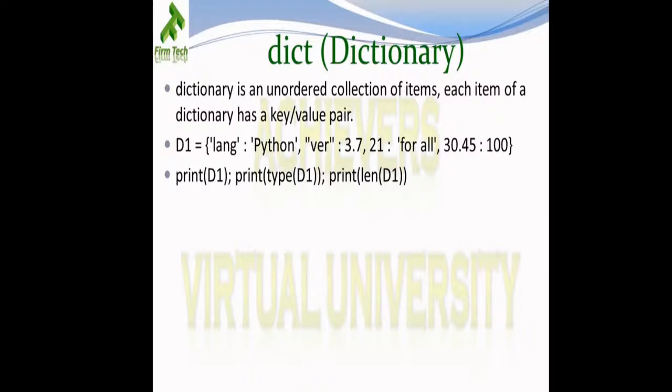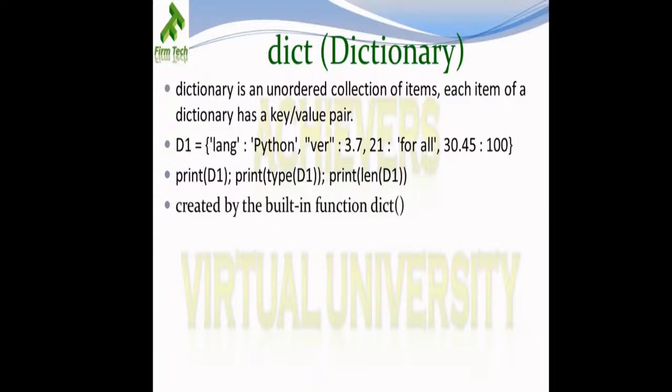So print of D1 will give the dictionary D1. Print of type of D1 will display its type, that is class dict, and print of length of D1 will give the number of elements inside this dictionary. So lang and its value Python will constitute one element, and ver and this 3.7 will be the second element. This is the third and fourth. Totally here we have 4 elements inside this dictionary.